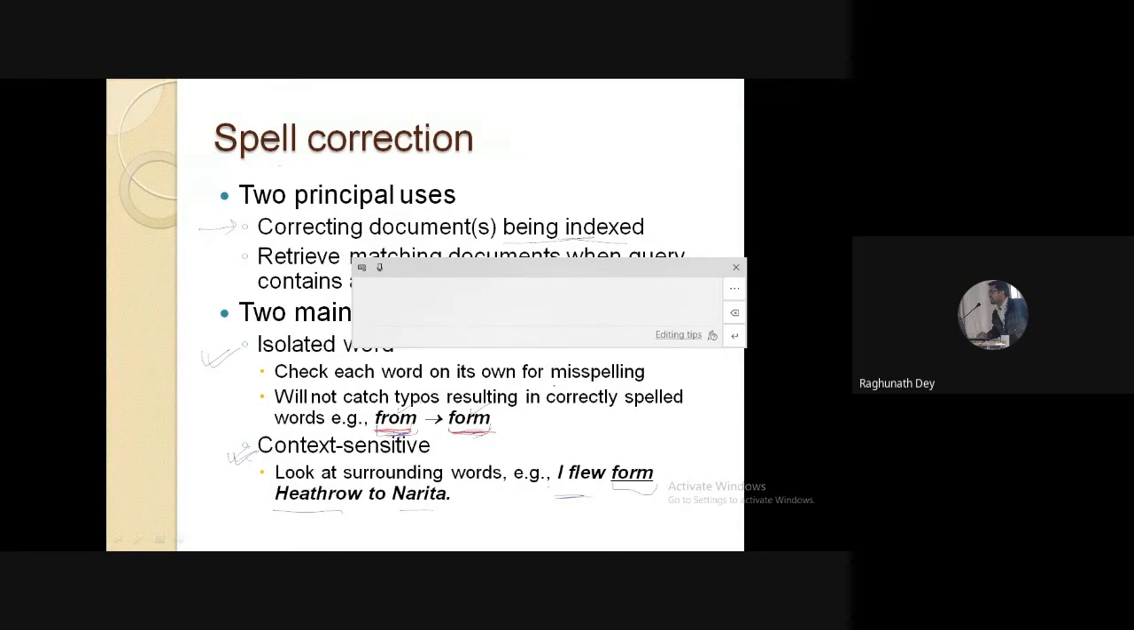So the phrase is like this: I flew, written as FORM, Heathrow to Narita. You are moving from one place to another place. That is why it must be FROM, but the user has given FORM, which is wrong. So in these two scenarios, you have to perform spelling correction, either in the case of an isolated word or in the case of context sensitive.